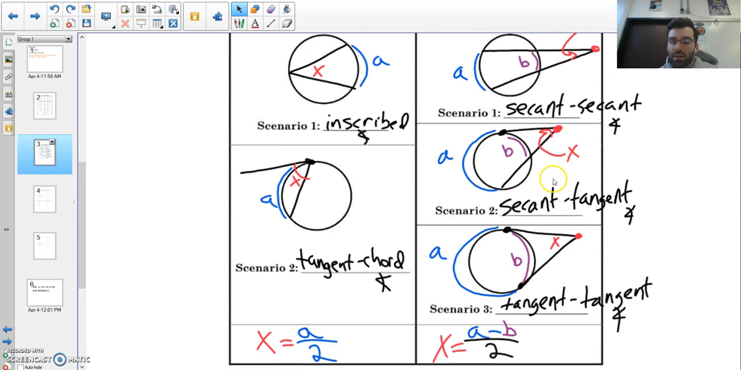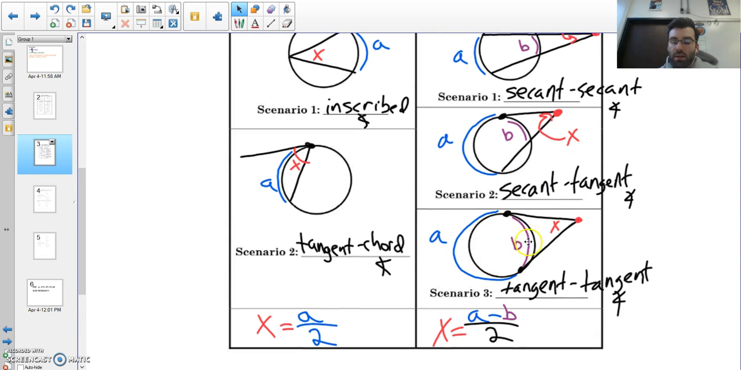And lastly, tangent tangent angle, and this is a special case. This is called the snow cone, or the ice cream cone. We'll talk about the ice cream cone later. I won't bring in ice cream cones, unfortunately. Again, this is A minus B divided by 2 to get X, or 2 times the angle equals A minus B. Same thing, okay?